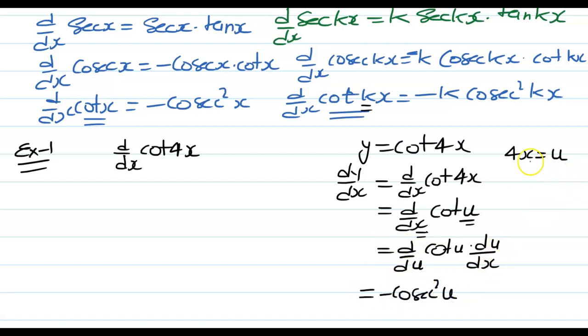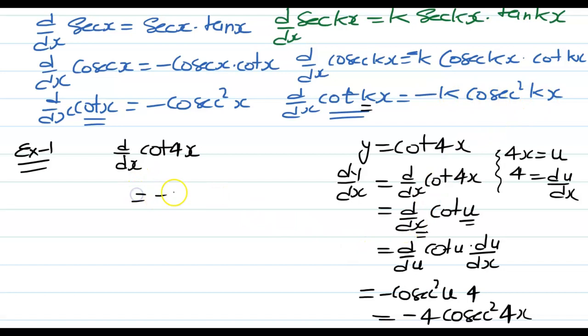What is du over dx? Differentiation of 4x with respect to x is 4, which is du over dx. So 4 is coming forward, and we put the value of u back: minus 4 cosec square of 4x. If it was kx, minus k cosec square kx; if it is 4x, then it will be minus 4 cosec square 4x. So here we can write down directly minus 4 cosec square 4x.